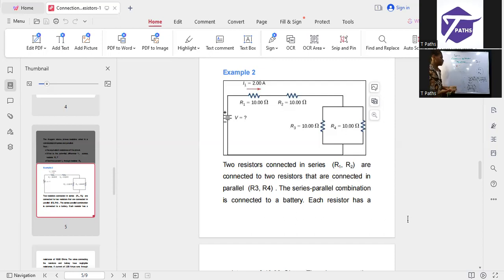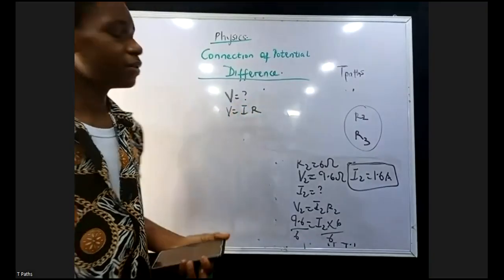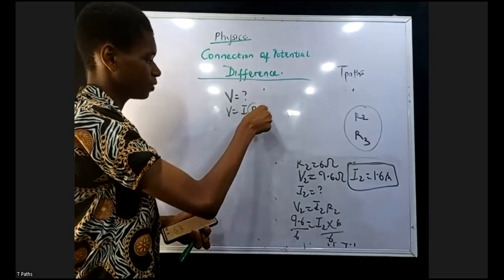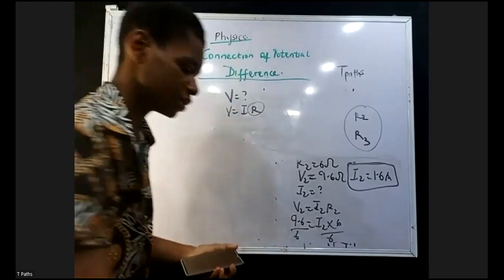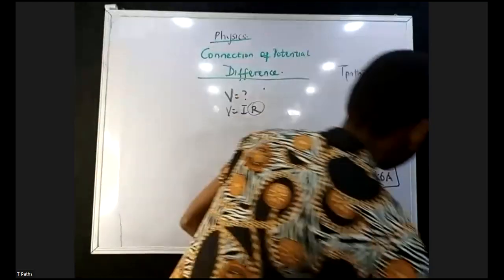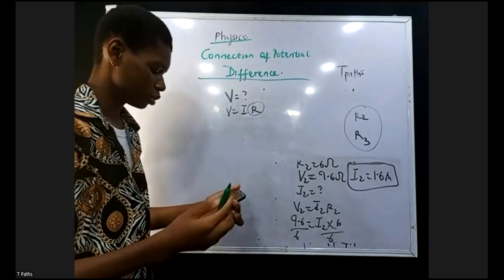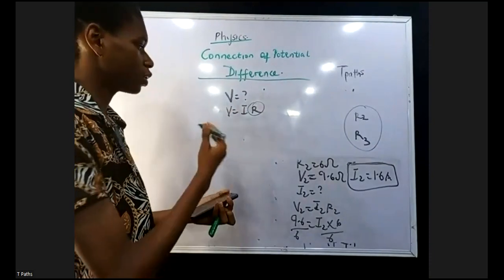How do I find that? Firstly, don't forget V is equal to IR. So the first thing I have to find is the net resistance of the circuit. How do I find the net resistance of the circuit? Don't forget I have 4 resistors in this circuit. 2 are connected in parallel, R3 and R4.